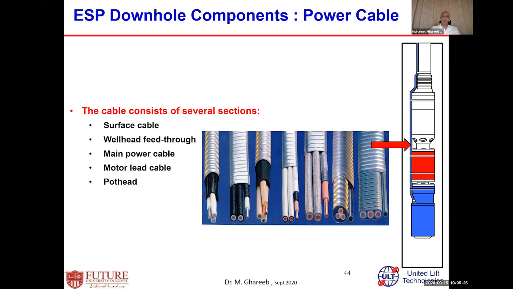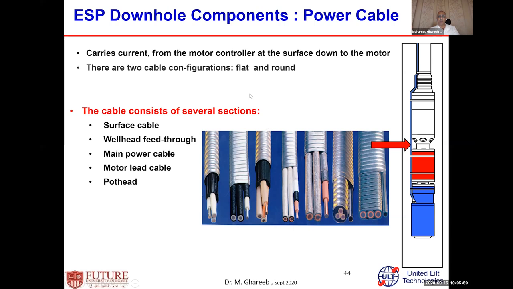In the next lectures, I'll try to go through each type of cable, what the construction of the cables is, and why I use cable in this configuration or that configuration. I can find round cables, I can find flat cables, and so on. Usually, as I said, the cable carries the current from the motor controllers at the surface to the motor. In general, there are two cable configurations: flat like this one, or round like this one, or almost round like this one. Usually it's available in different sizes. I will explain next time what the difference between each size is and what the cable size means.